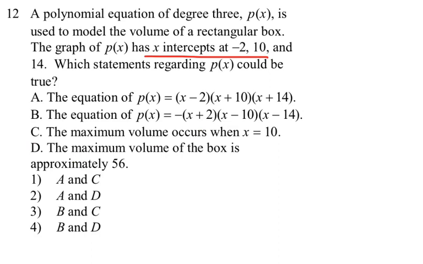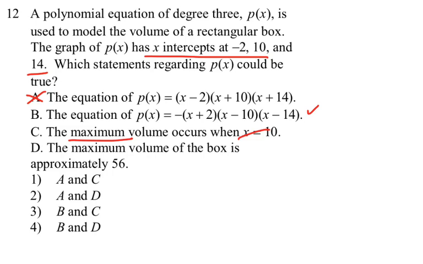All right. Now number 12. The question says x-intercepts are -2, 10, and 14. Then you will realize that A cannot be the answer because the x-intercepts in this case will be 2, -10, -14. So the first one is out. Then B will be okay. Now, maximum is not at the x-intercept. For the cubic function in this kind of case, the x-intercept is when the function is equal to 0, not necessarily the maximum value.